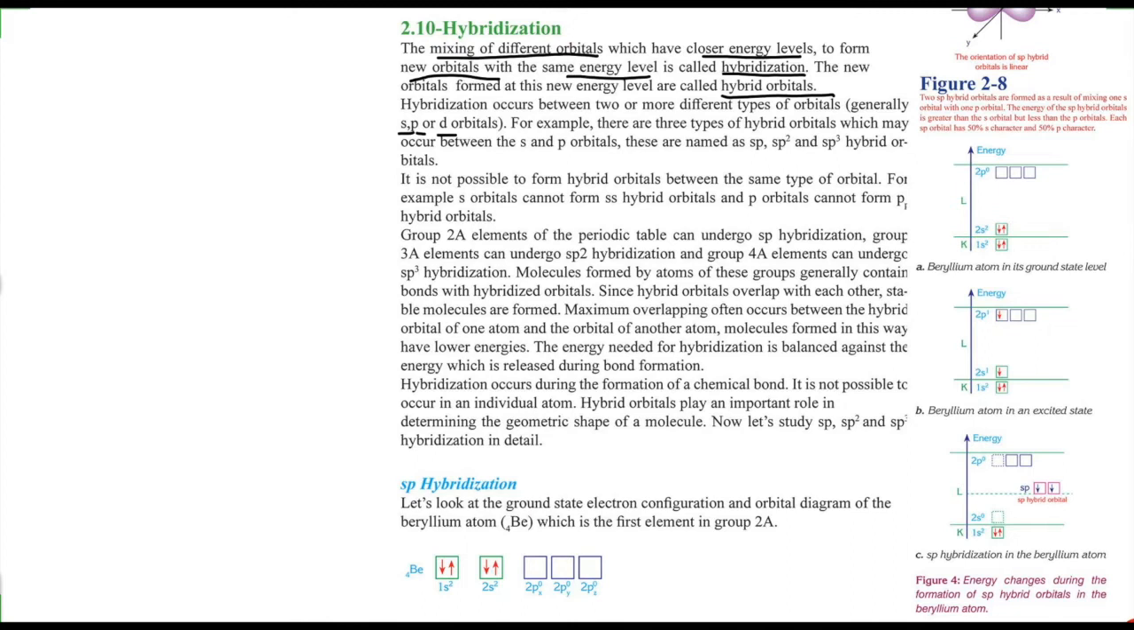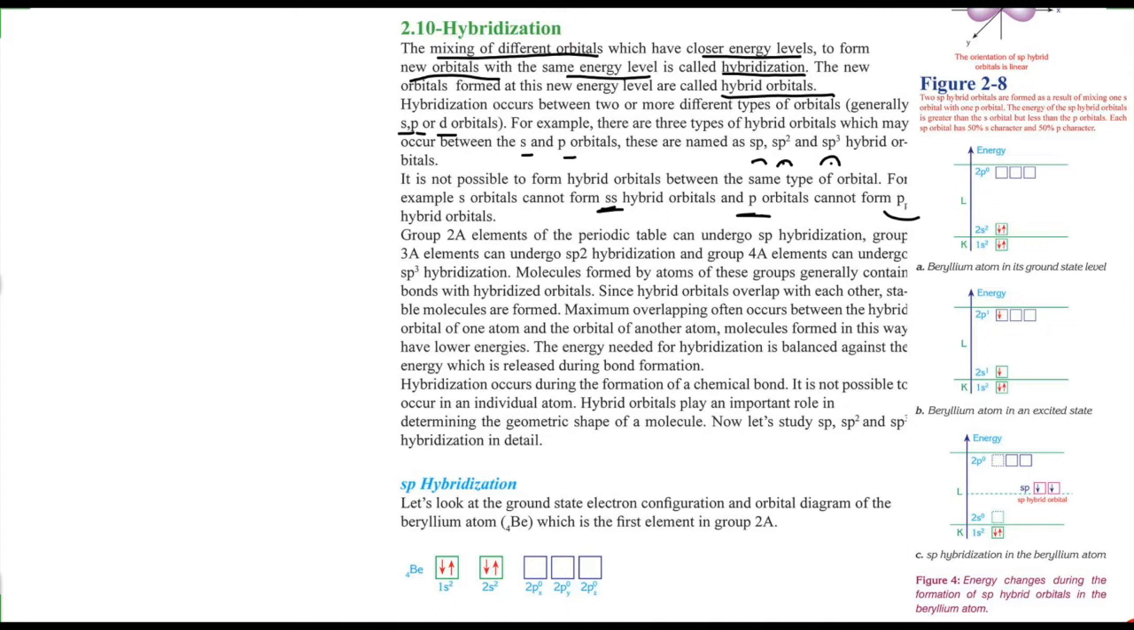What are S, P, D and F orbitals? For example, there are three types of hybrid orbitals which may occur between S and P orbitals: sp, sp2 and sp3 hybrid orbitals. It is not possible to form hybridization with the same orbitals like SS and PP. It is not possible to make the hybridization with the same orbitals.